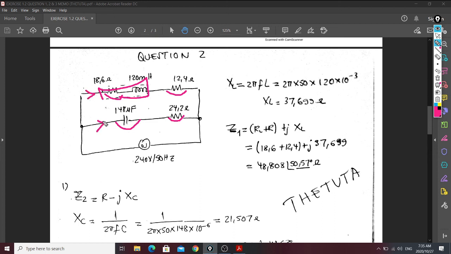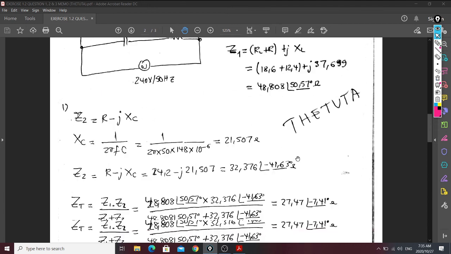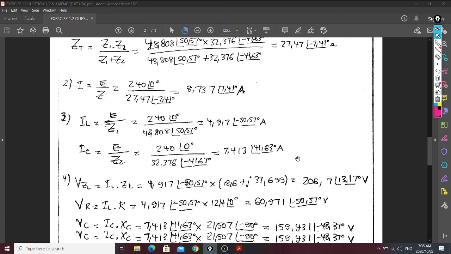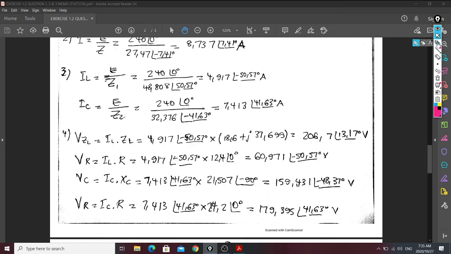Can you see, in the capacitor I'm going to apply Ohm's law with the current in the capacitor, and then here for the coil. So simple and straightforward. Again, we go down, we can do our calculation for this question. So for VZL, the coil, as you can see, it's going to be the current in the coil times Z coil, and then you get your answer.